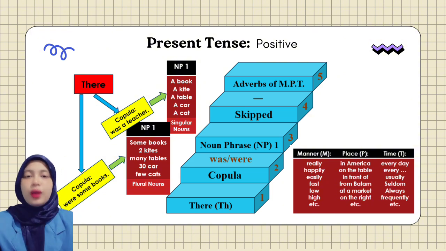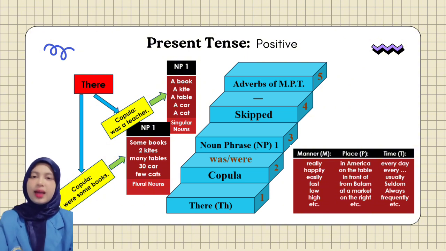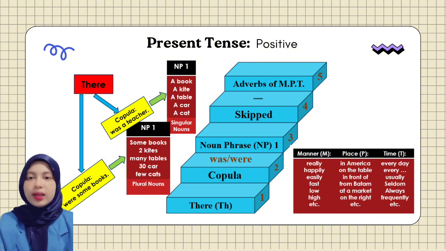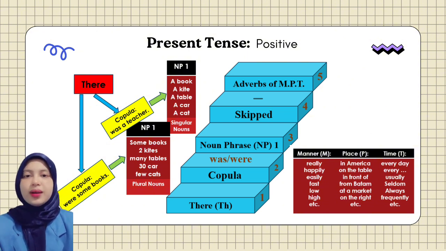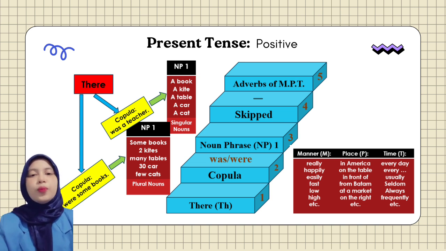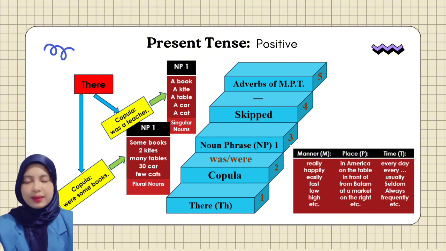Stairs 2, copula. This is where the past tense comes into play. The copula will now be either "was" or "were." "Was" is used for a singular noun phrase, for example, a teacher, a book, and "were" is used for a plural noun phrase, for example, some books, many tables. The copula must agree with the noun phrase that follows it.